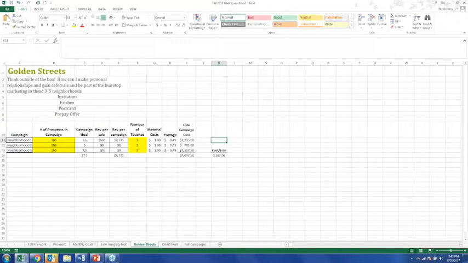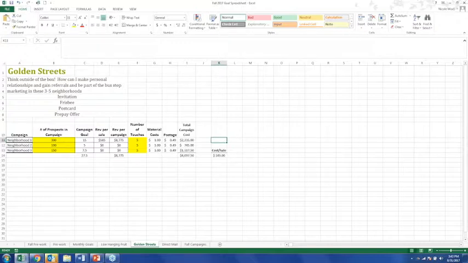I'm not saying get rid of those customers. What I am saying is, if you're going to spend marketing dollars to go get somebody, you might as well spend marketing dollars to go get the most valuable customers first, the ones that are going to give you your quickest return on invested capital. That's going to be the ones that have the highest gross margin, and that's going to be the neighbors of existing customers in Golden Streets.